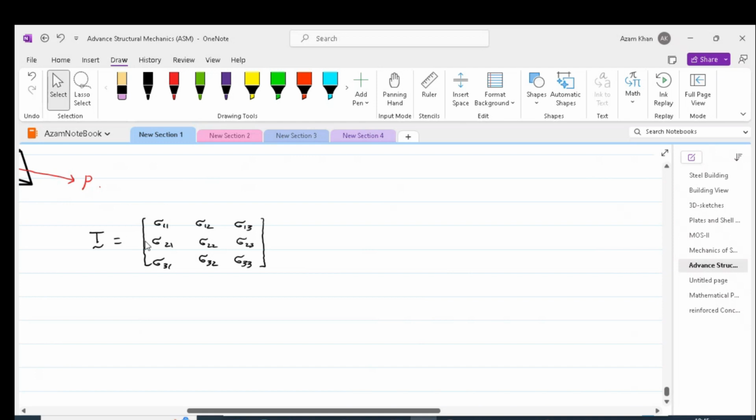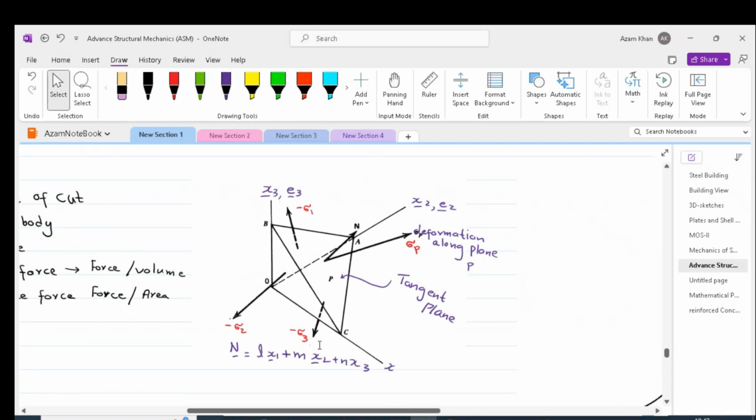Hence, for this type of stress theory, only 6 components of stress are required to describe the state of stress at a point in a member. Now, let us determine the stresses acting at an arbitrary plane.